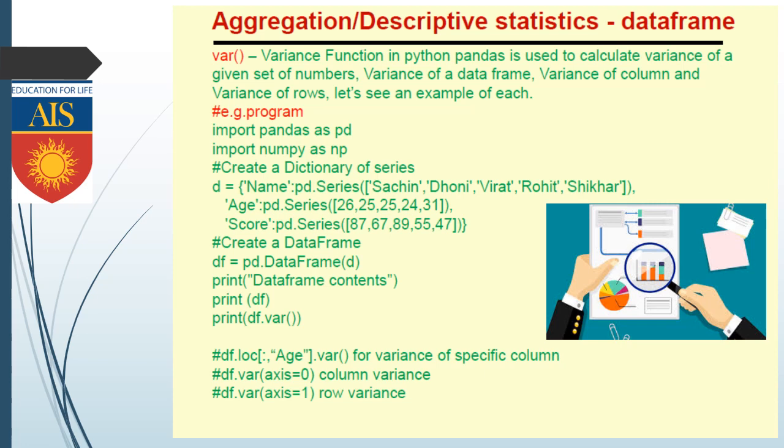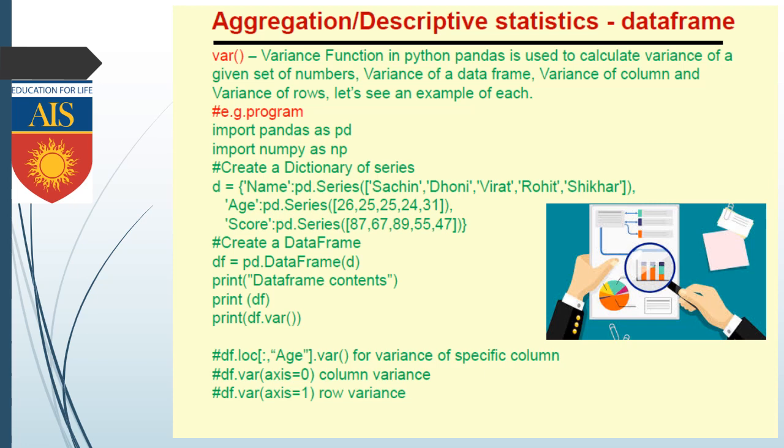Next option we have is var. The variance function in Python pandas is used to calculate the variance of a given set of numbers: variance of a data frame, variance of a column, and variance of rows. Let's see an example of each. Import pandas as pd, import numpy as np, then create a dictionary of a series. As per our requirement, we need to create a data dictionary. After that, we need to create a data frame, df equals pd.DataFrame(d), then print the data frame content, then print df, then print df.var. It was just like before.